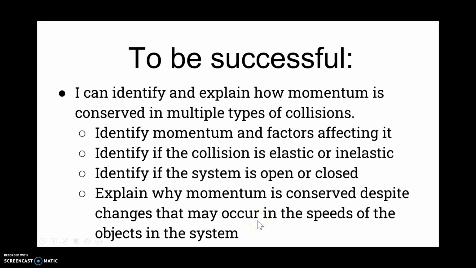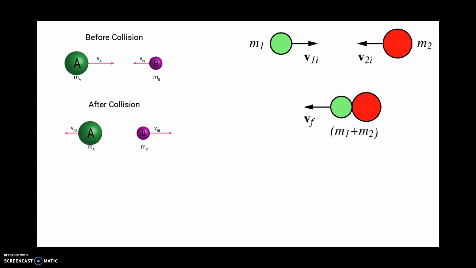In order to be successful on this section, which is going to be your second section of the final, we have some success criteria here. The goal was that you could identify and explain how momentum is conserved in multiple types of collisions. So you'll need to be able to identify momentum and factors that affect it, like mass and velocity, identify if a collision is elastic or inelastic, identify if a system is open or closed, and the last part is explain why momentum is conserved even when there might be changes in the speeds of the objects of the system.